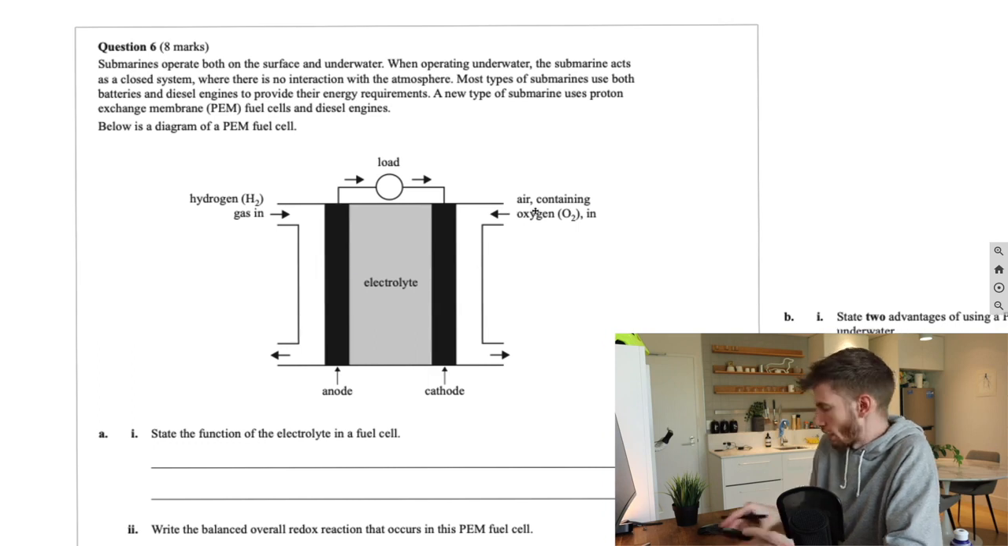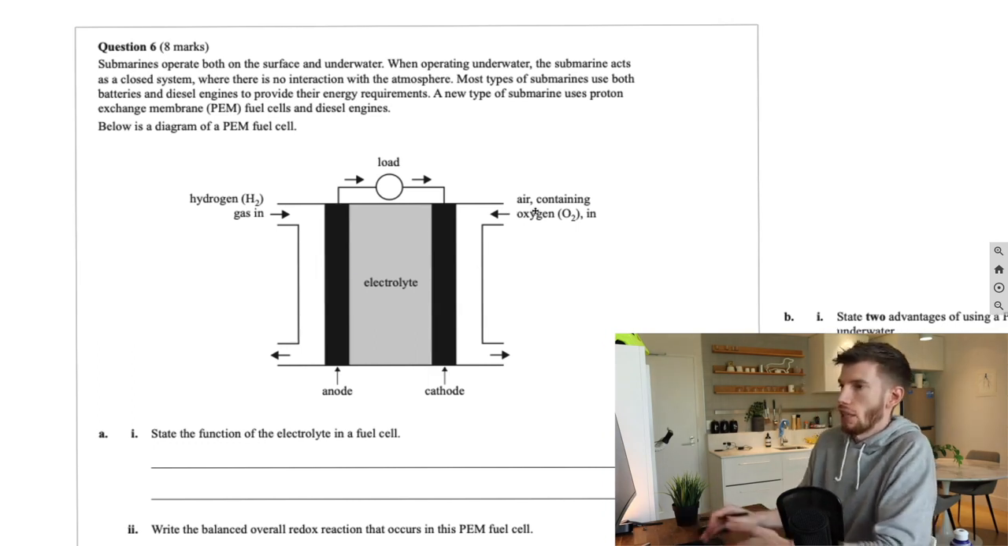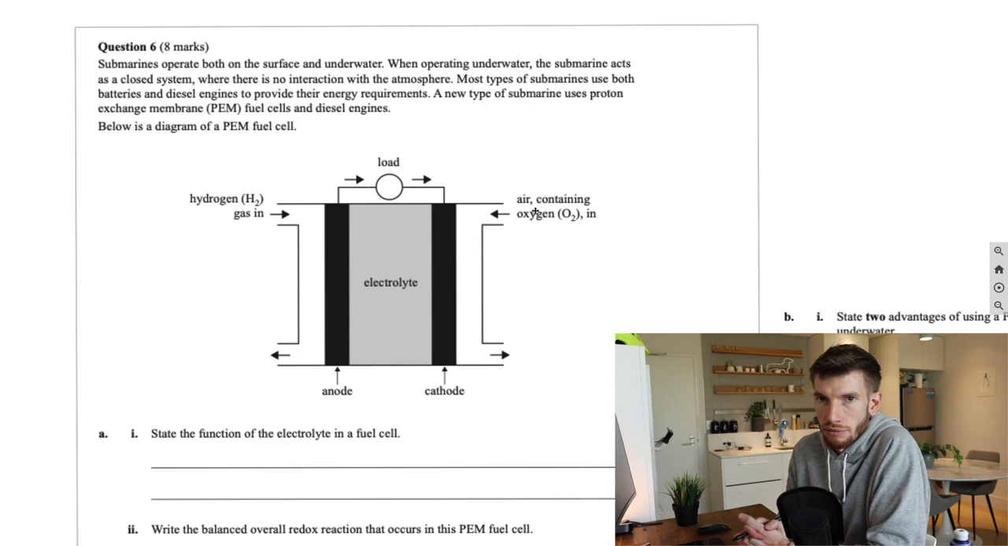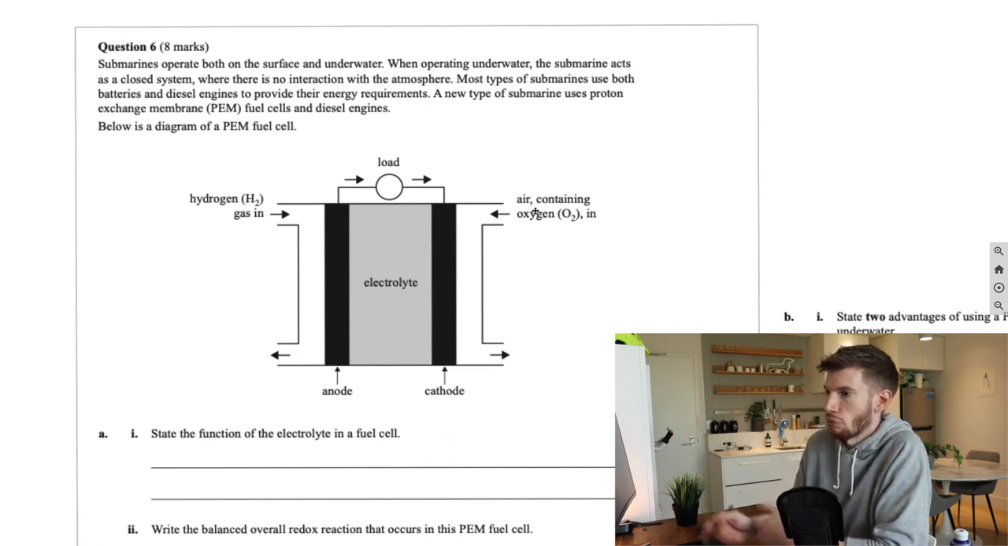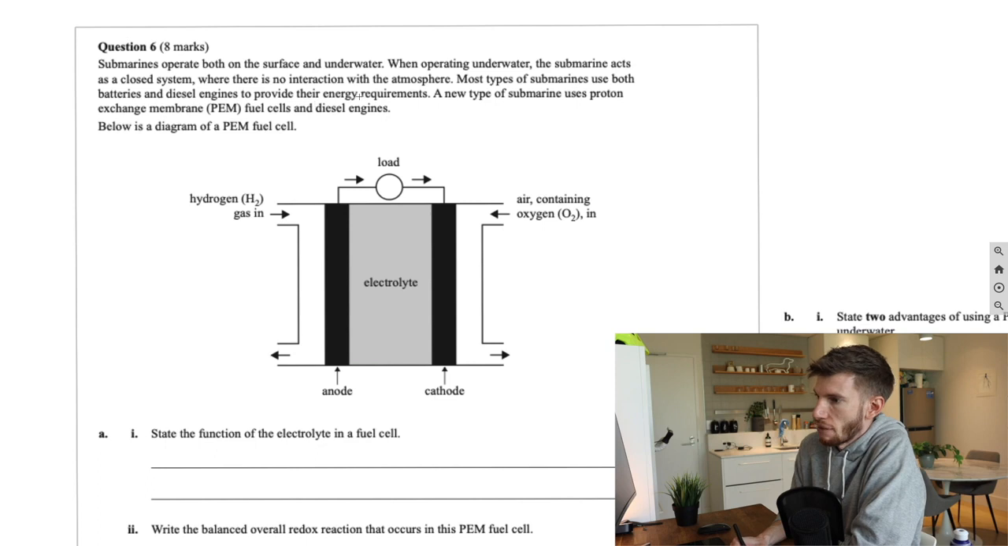So then this question here, this is a fuel cells question. And so there's a little bit of kind of qualitative understanding of these. Submarines operate both on the surface and underwater. When operating underwater, the submarine acts as a closed system where there is no interaction with the atmosphere. So that means that whatever we have is all we have. So that means that there is no oxygen available or anything like that that's not being pumped in. There is some here, but it's not open to the air.